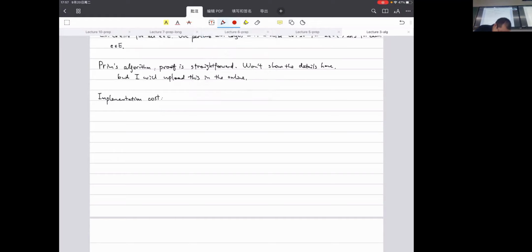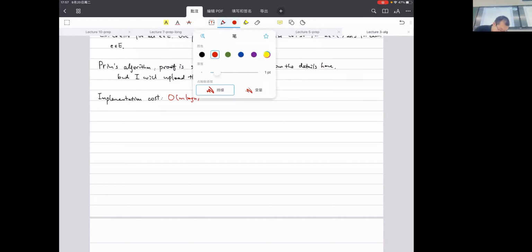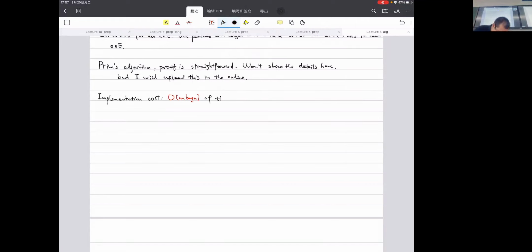Similar to Dijkstra's algorithm, the implementation cost of Prim's algorithm is O of M log n. Each time we maintain a spanning tree and add an edge that keeps this a spanning tree, but is the cheapest among all such possible edges.